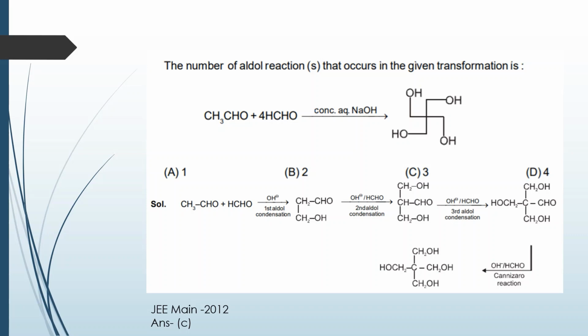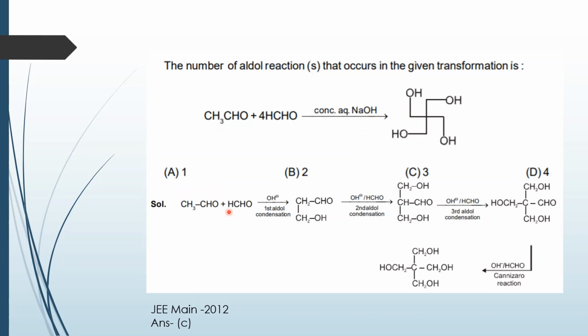This is another question which is from JEE Main 2012. Here the question is, the number of aldol reactions that occur in a given transformation is. Here the reactants are acetaldehyde molecule and 4 molecules of formaldehyde. When they react with aqueous NaOH as a base, it will give this product. Now you have to identify the number of aldol reactions or aldol condensations that occur to produce this product.